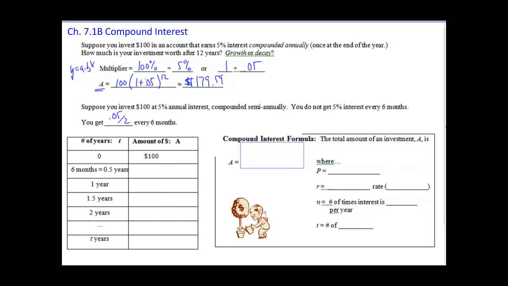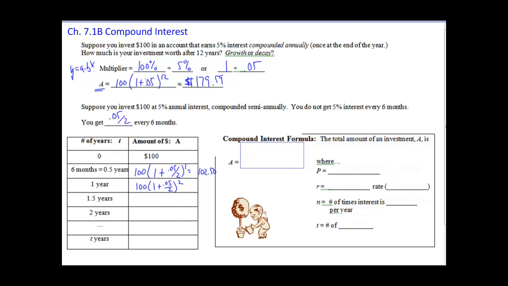If we look at the table, at 0 years we start with 100. Now we go 6 months, which equals 0.5 years. So we invest 100 times 1 plus our rate, but now we're dividing by 2 because it's every 6 months. So this is 0.05 divided by 2, and this gives us $102.50.